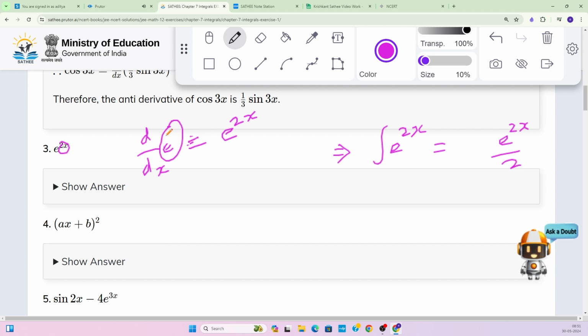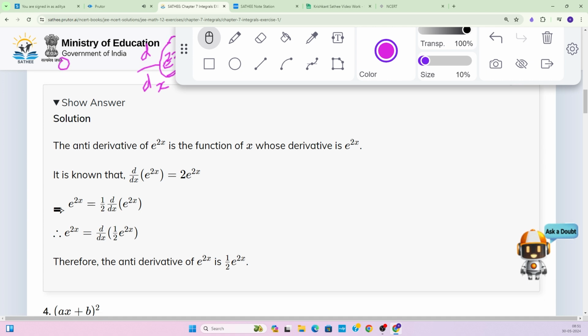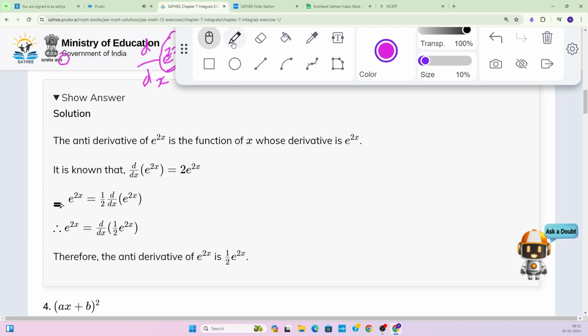So very simple. If you put the same 2x here, now differentiate it. What will you get? You will get e^2x multiplied by 2. But you want only this term, so just divide by 2 on every side. This means e^2x divided by 2, or half of e^2x, will be your answer.